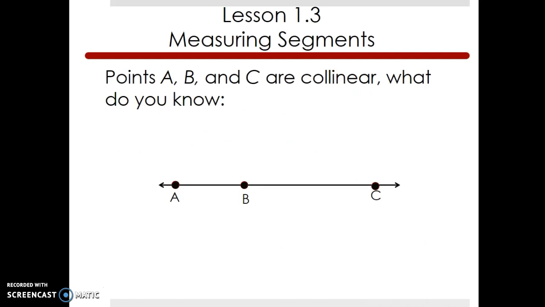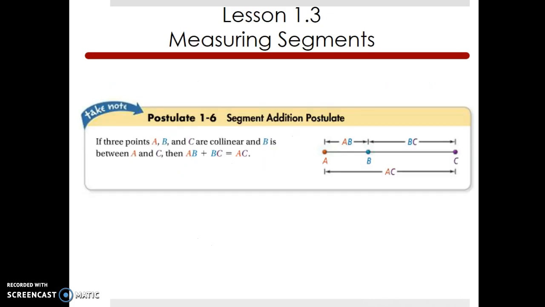So points A, B, and C are collinear. What do you know about that? When points A, B, and C are collinear, so they're in the same line, there are basic assumptions you can make. One of them is if you add AB and BC, what would you get? Well, you would get AC, correct? That is formally called the segment addition postulate, which tells you that AB plus BC will give you the whole AC.